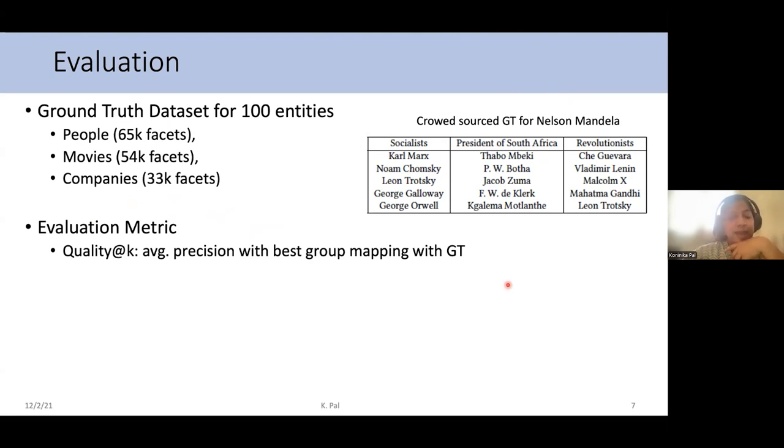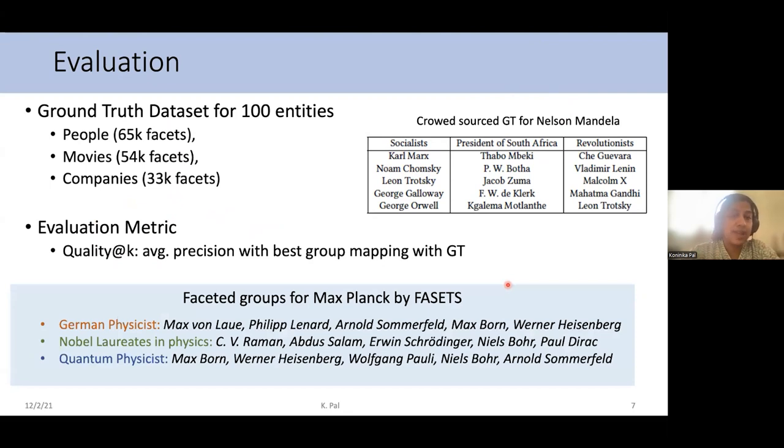A bit of a precision-based metric, however slightly different from the existing B-cube method. We also considered those metrics as well, but I'm not going to talk about it here. So these are some results we can get. If we search for Max Planck with facets, we get the idea that the three top diverse groups a user would get or try to explore could be German physicists, Nobel laureates in physics, and quantum physicists, with some prominent physicists related to Max Planck.